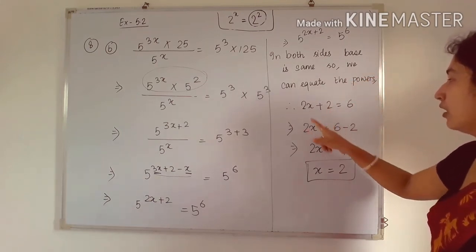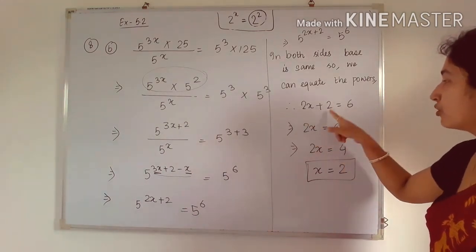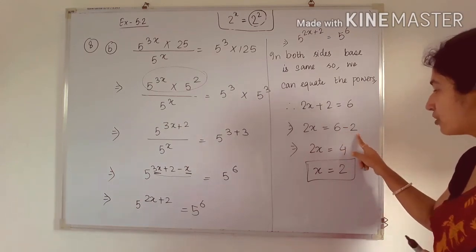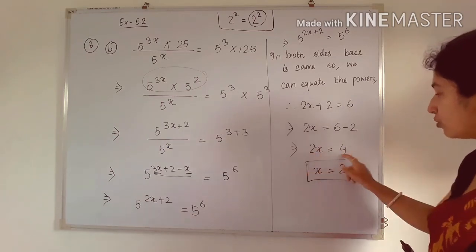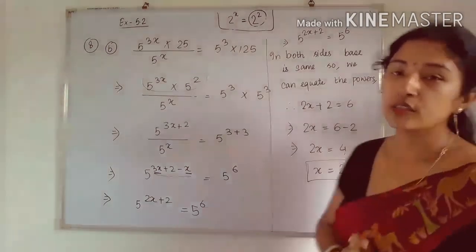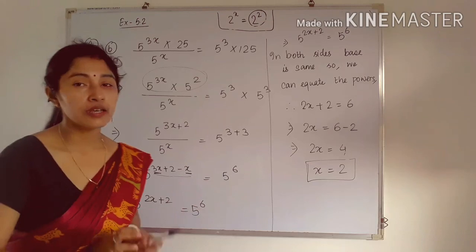Finally we got what? Now this is an equation, so we have to solve this equation. So transfer 2 to that side, so it will get subtracted from 6, you will get 4. So 2x is equal to 4. Again divide both sides by 2, you will get the value of x as 2. Okay, so this is the final answer. Okay, so try to practice it.